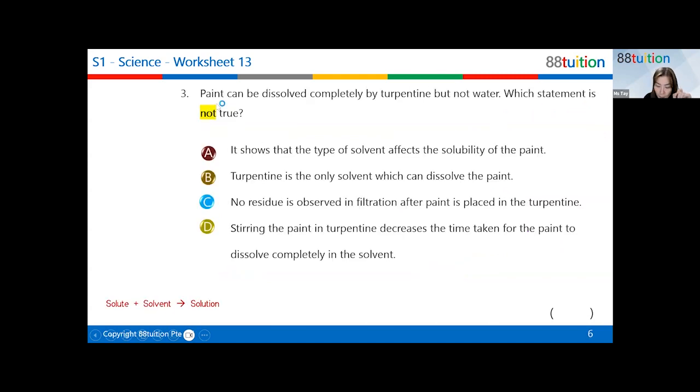Good. Paint can be dissolved completely by turpentine, but not water. Remember, we talked about painting. The painters will have some paint on their hand, on their face, with their hand. So they need to remove that before they travel home, right? Otherwise, people will look at them with all this paint on the body. It can be a bit awkward.